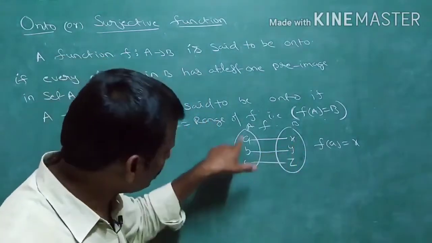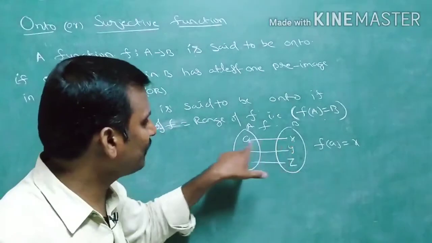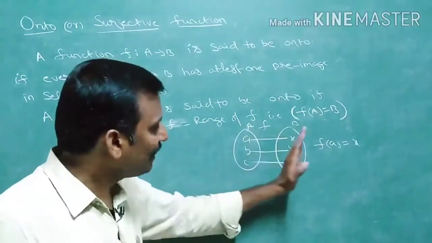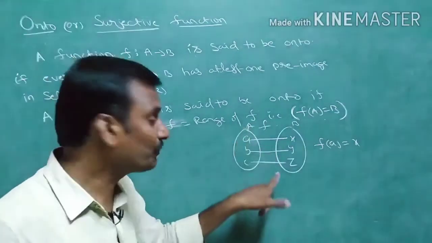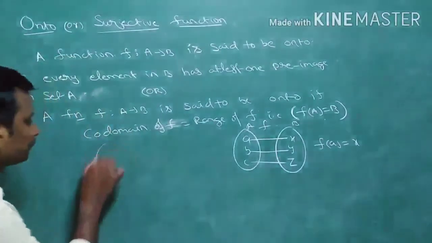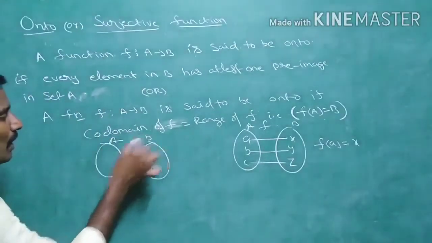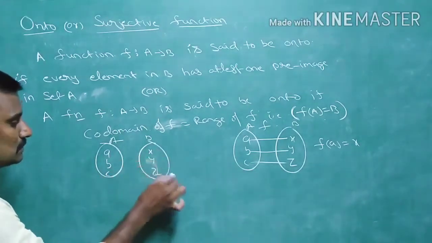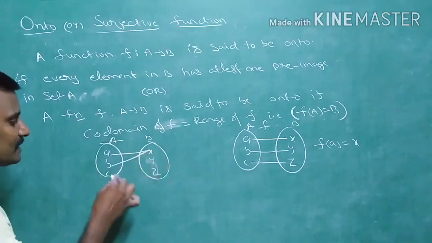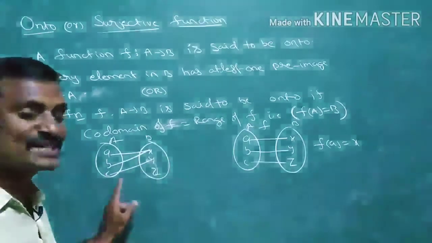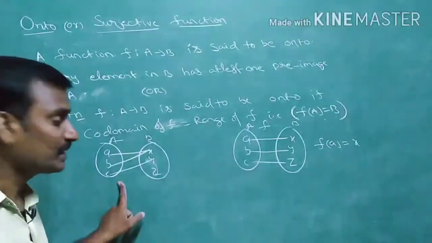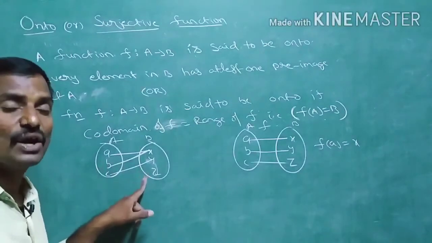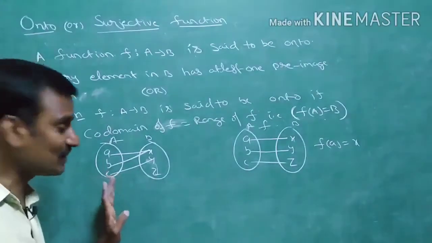Okay, here first of all it is a function. X has pre-image A, Y has pre-image B, Z has pre-image C. So here every element in set B has at least one pre-image in set A. Therefore, it is an onto function. Now, A is mapped to X, B is mapped to X, C is mapped to Y. This is a function, but it is not onto because Z has no pre-image.